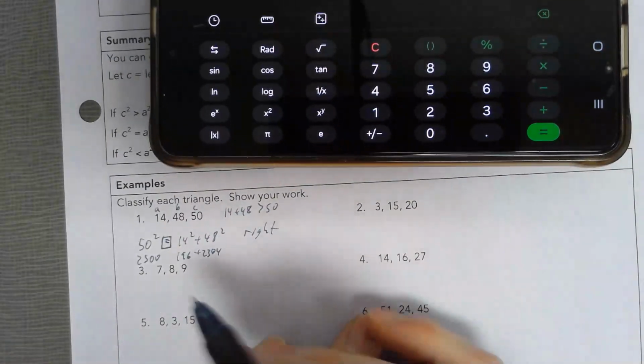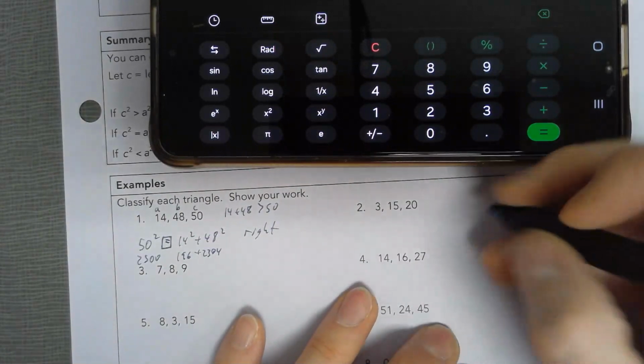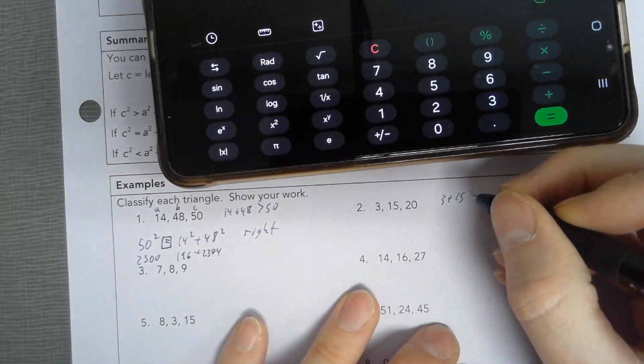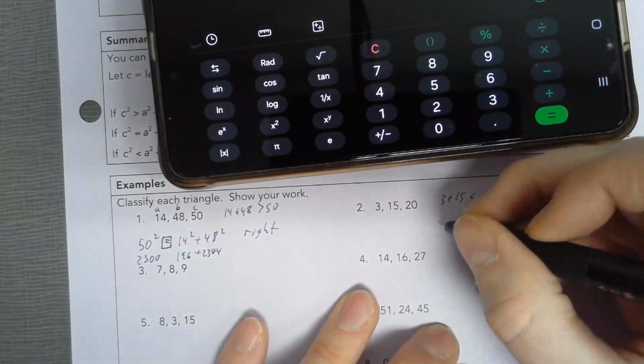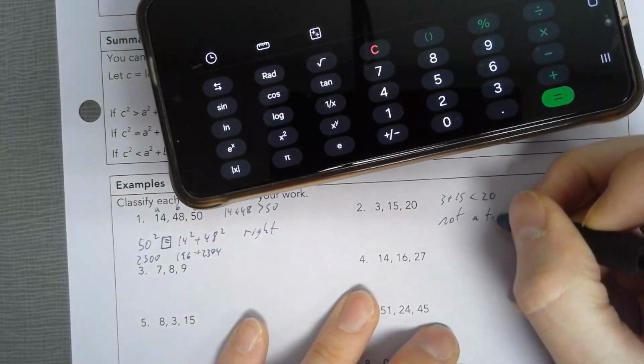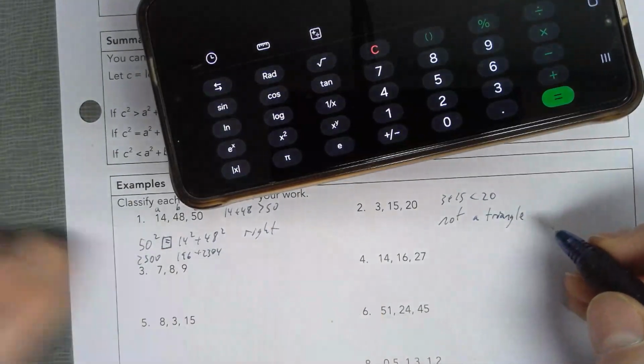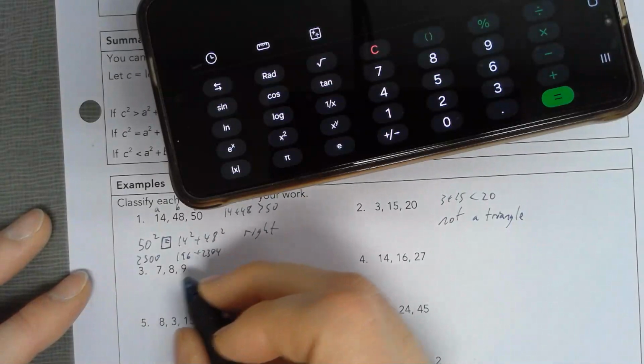Okay. When I go and do that with this one, 3 plus 15 is only 18. That's actually less than 20. This is not even a triangle. Not a triangle. Okay, not a triangle.